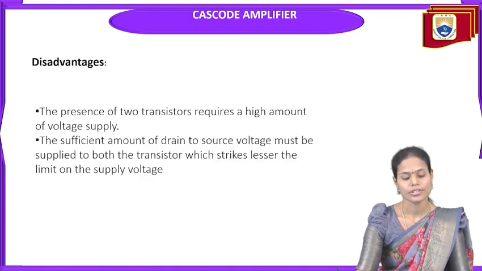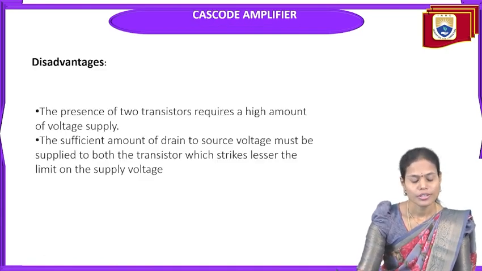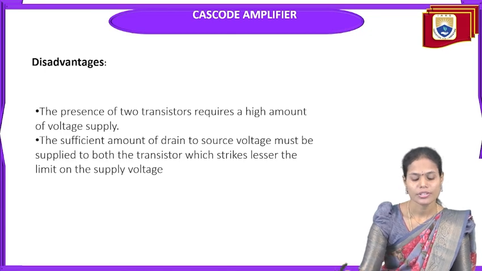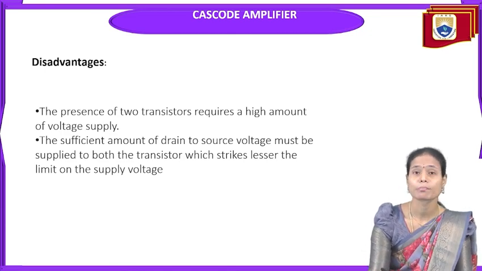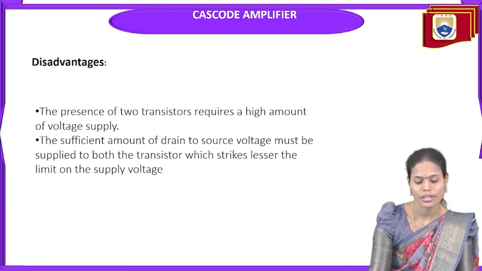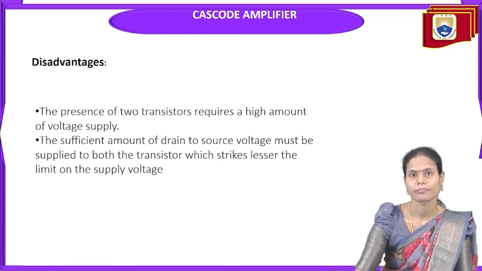And the disadvantage here is, we are using two transistors, so that we require a very high amount of voltage supply, and sufficient drain to source voltage must be provided to both the transistors. So because of that, there is a limit in the supply voltage because of interconnection of two stages.